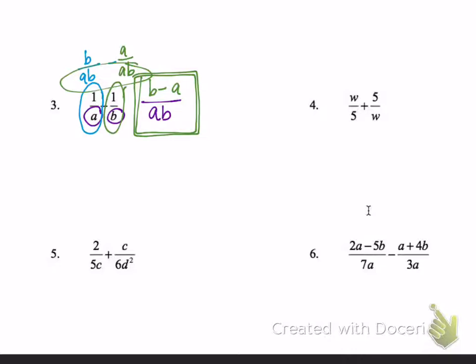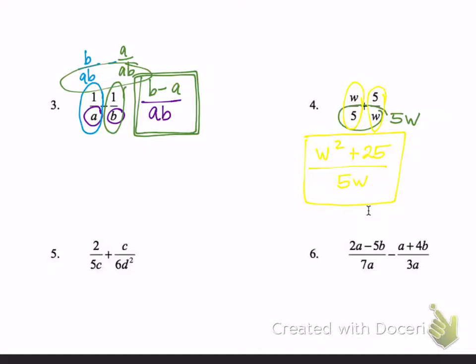So for number 4, the common denominator would be 5w. So for my first term, I'm going to have to multiply that by w to make my denominator 5w. So I would have w squared plus, I have to multiply the second term by 5, so plus 25. That cannot factor because it's plus 25, so I can just leave it like this. There's nothing else that I can simplify.